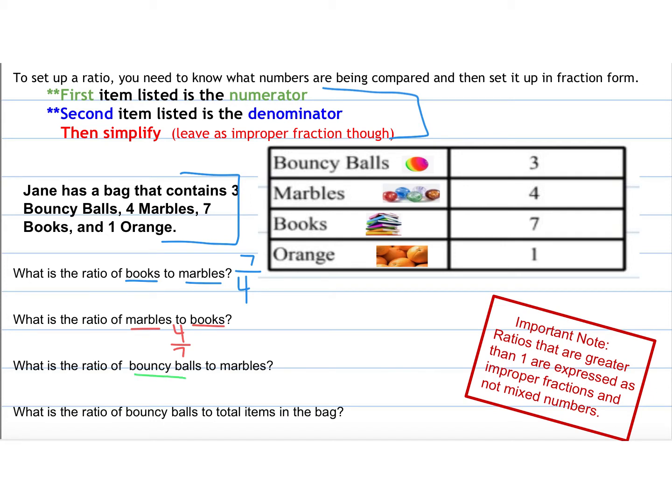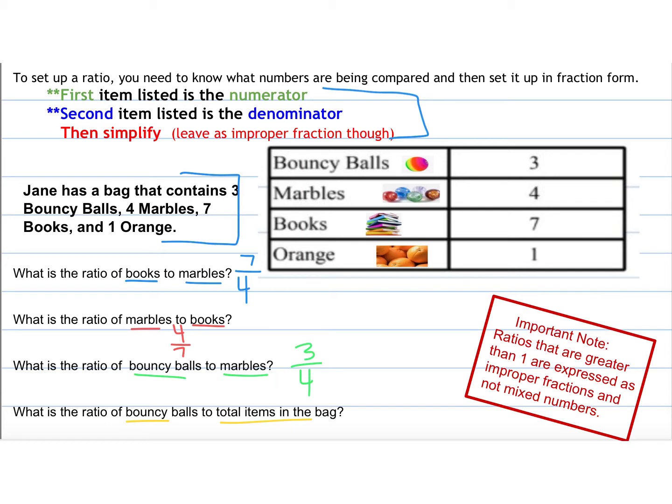So bouncy balls is first, so that would be our numerator. Marbles is second, so that would be our denominator. So there are 3 bouncy balls, 4 marbles, and that's already in simplest form. Last one. What is the ratio of bouncy balls to total items in the bag?